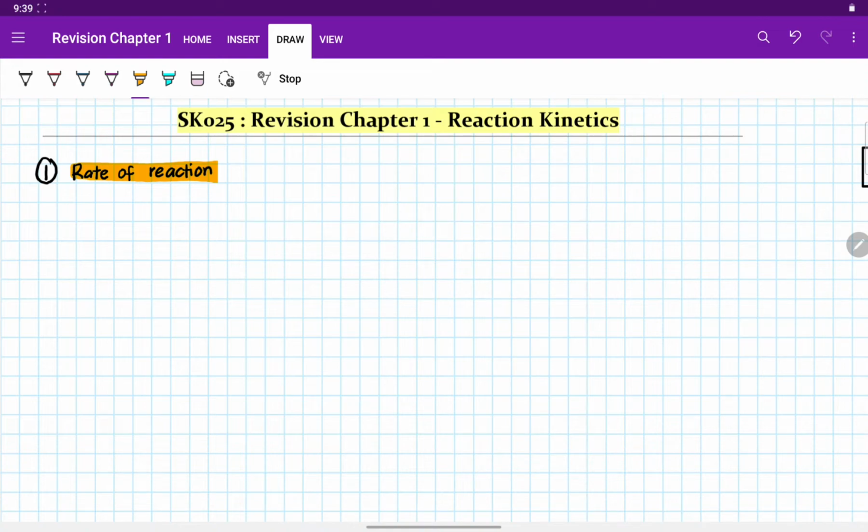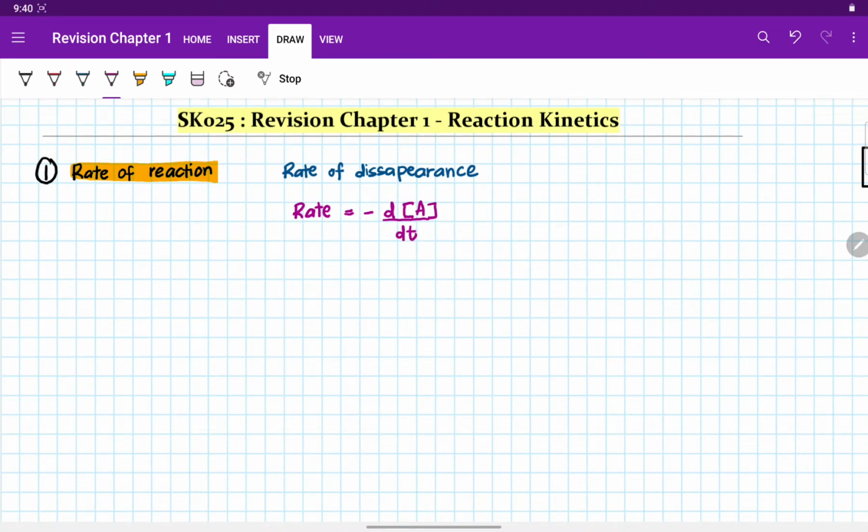Okay, the first one that I want to discuss is about rate of reaction. Okay, now, so bila saya katakan tentang rate of reaction, okay, so rate of reaction kita akan tulis dia macam ni. So kita ada dua. So we have first rate of disappearance, yang mana untuk rate of disappearance kita akan tulis dia sebegini. Okay, awak akan tulis rate equals to negative d concentration of A over dt.